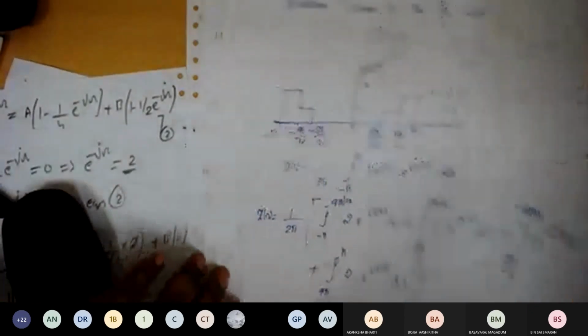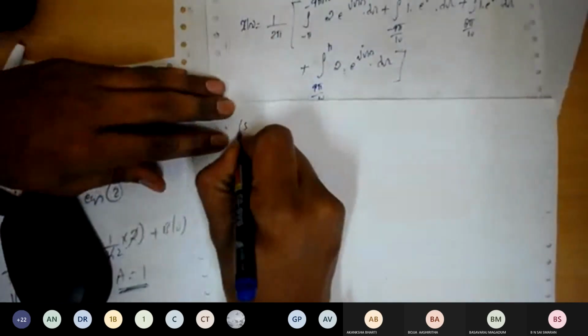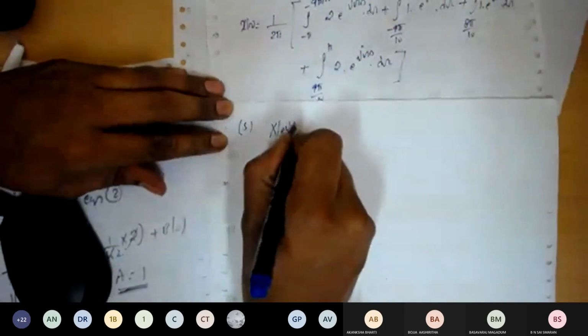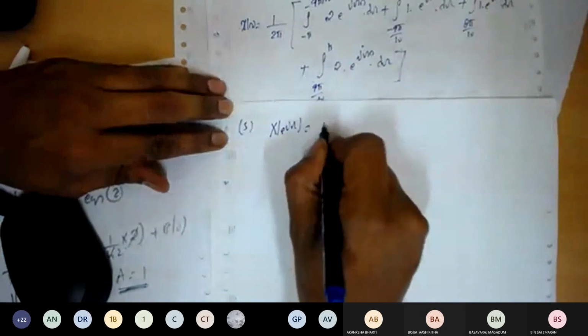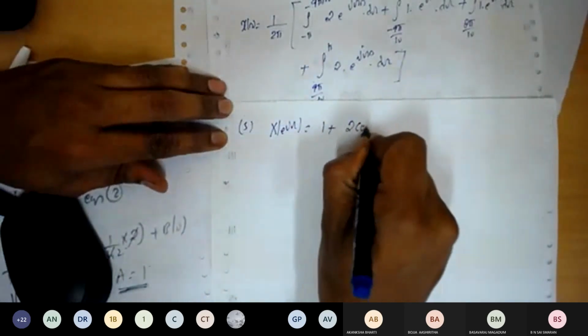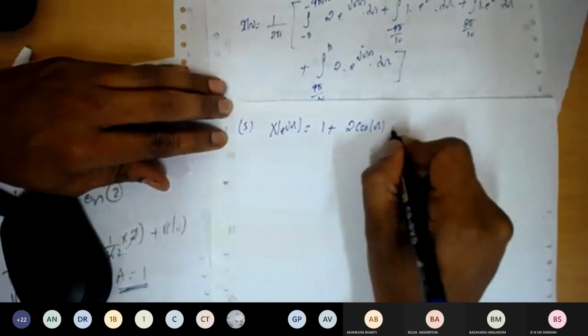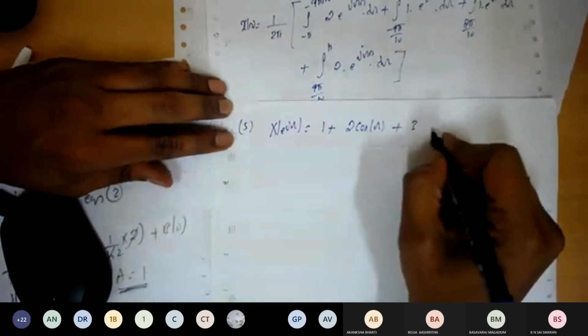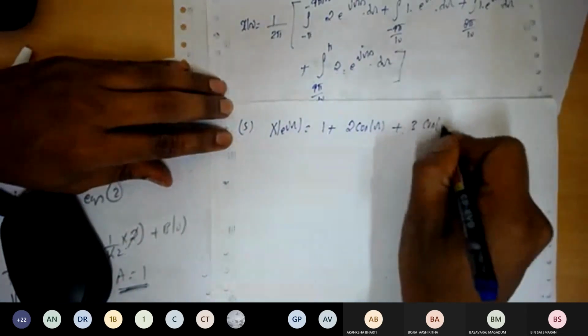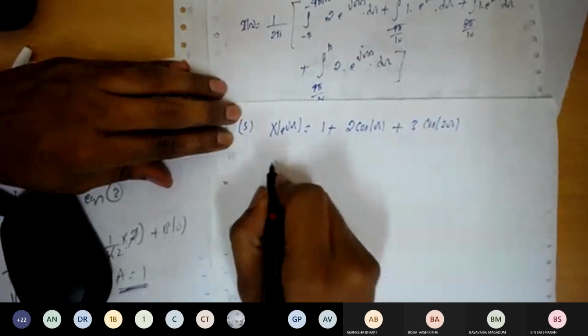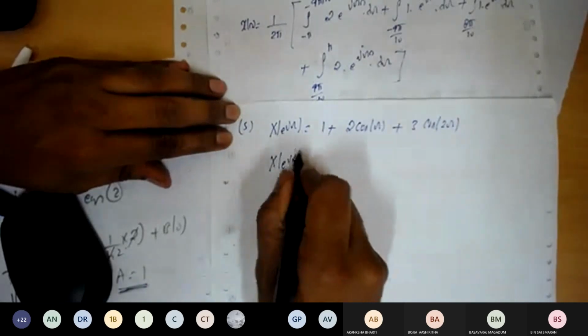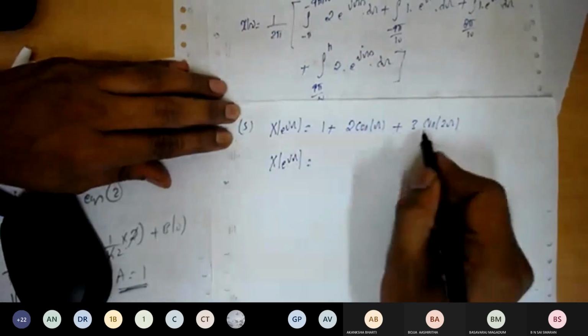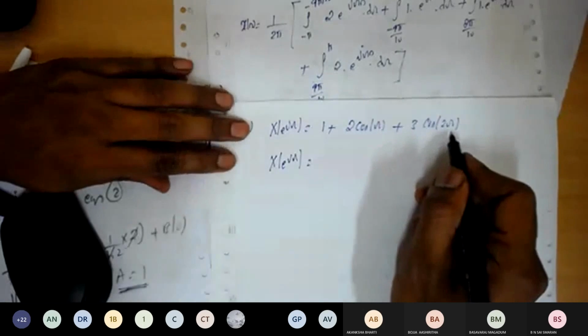So take the next problem, problem number 5. X of e to the power of j omega is equal to 1 plus 2 cos omega plus 3 cos 2 omega. We need to find out the inverse DTFT of this one.